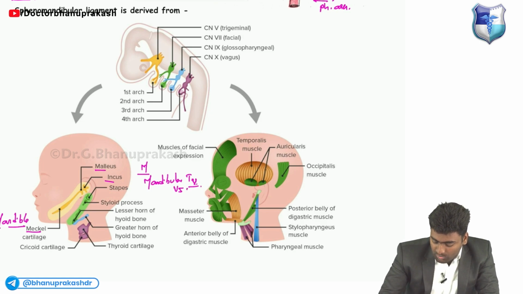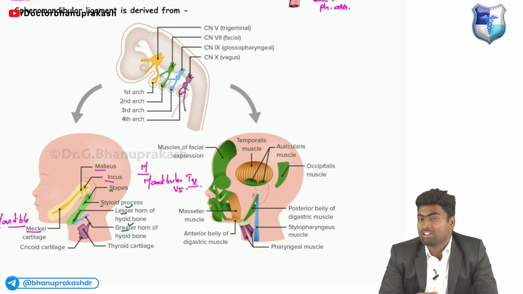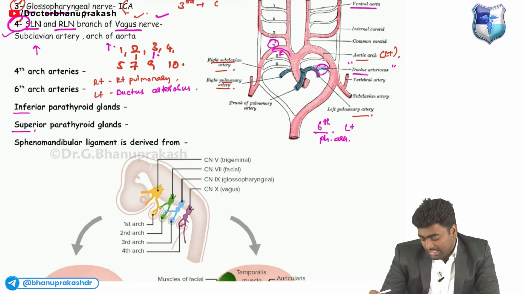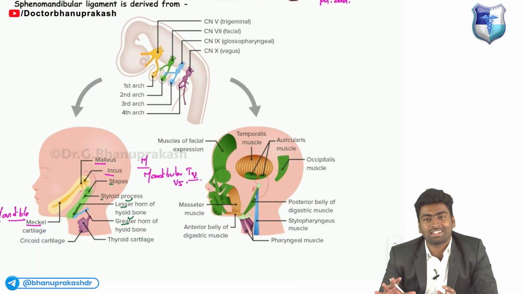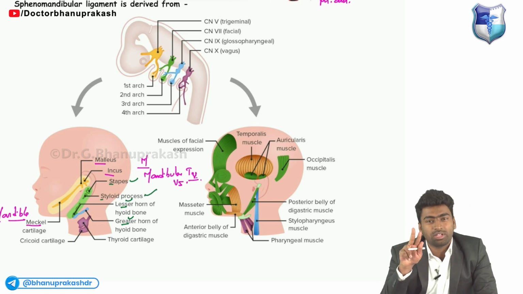Next, the second arch will have all the S structures: the stapes, the styloid process, and the hyoid bone will have two structures, the two horns, one is the lesser horn and the other is the greater horn. So remember, as I told you, the second arch will have this S sound. If you see the artery supply, it is the stapedial artery, and the derivatives also have the letter S: the stapes, then the styloid process, then the lesser horn. So two S are there.